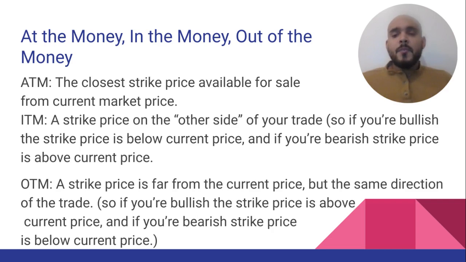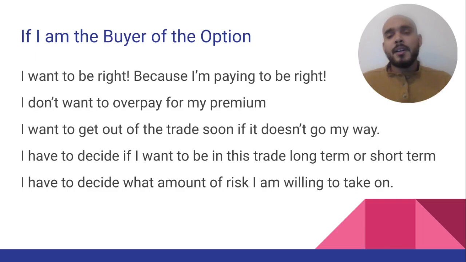Out of the money, a strike price is far from the current price, but in the same direction of the trade. So if you're bullish, the strike price is above the current price. If you're bearish, the strike price is below the current price. And that's the opposite way for put contracts.